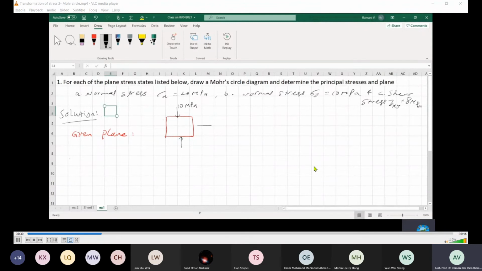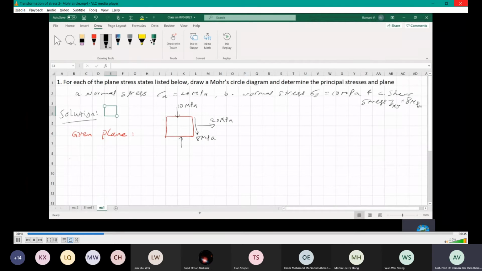And this value is given in x direction. 20 megapascal is acting. And then you are also given a shear stress acting downward, which is 8 megapascals. Okay. And the counterpart will be again like this. And when this is acting like this, it will tend to move this surface in this direction.